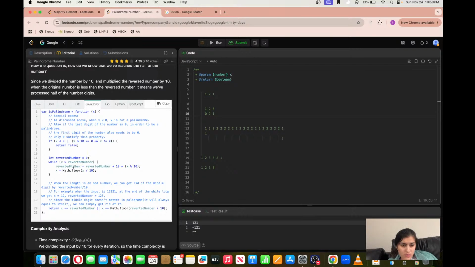And the reversed number, they are just adding to it again and again, and they are doing it until half of this number is processed. Okay, so we will know we have reached half the number when the reversed number is greater than this one. Otherwise x will always be greater than the reversed number.